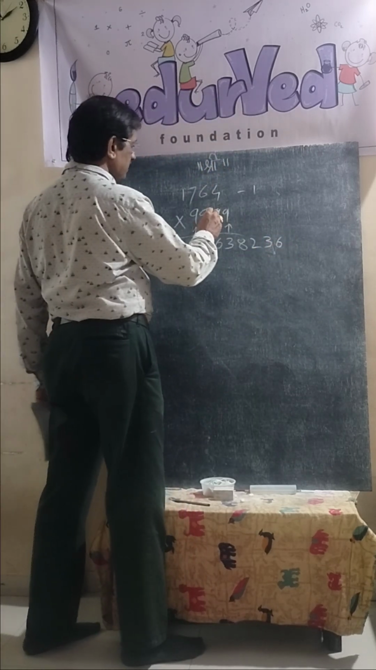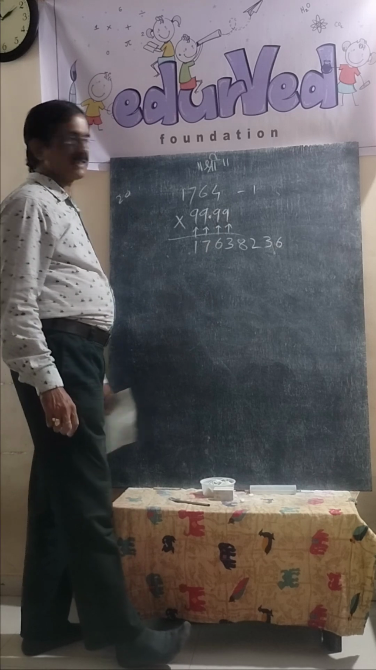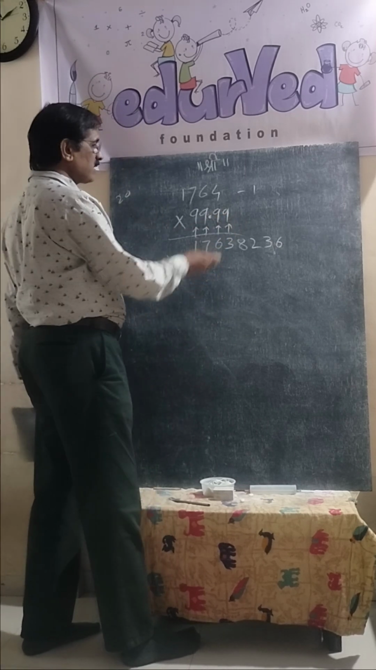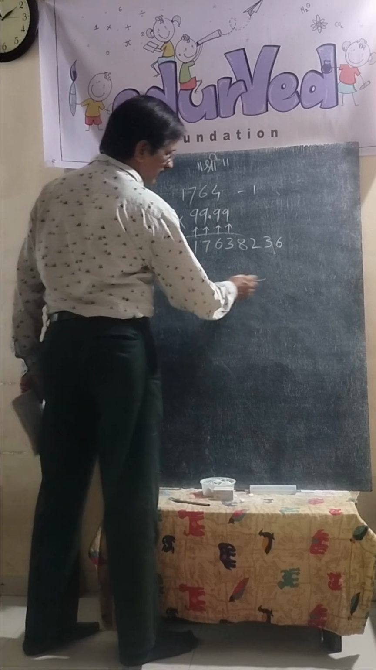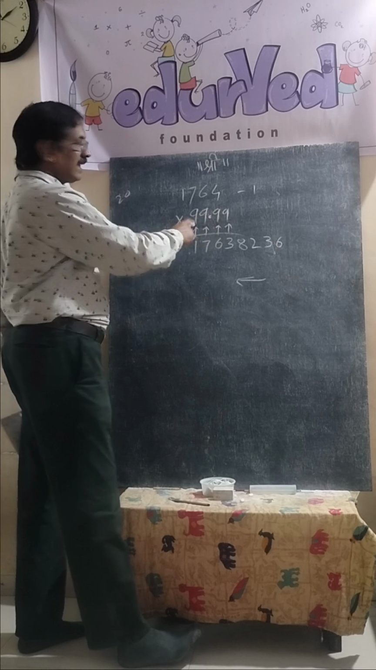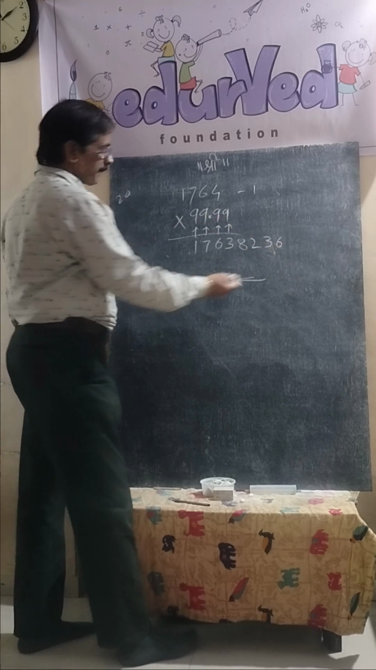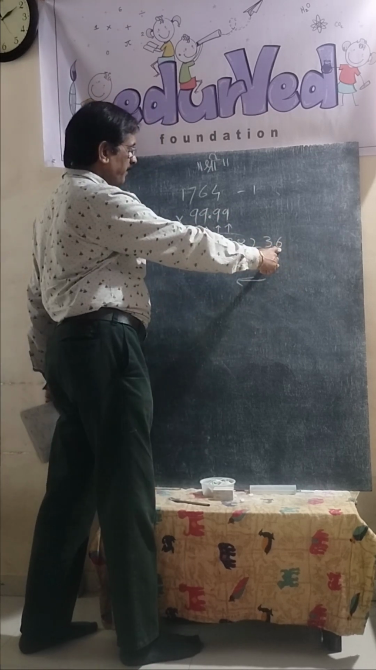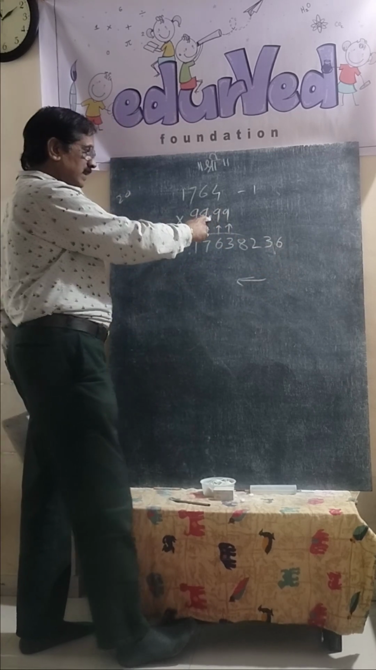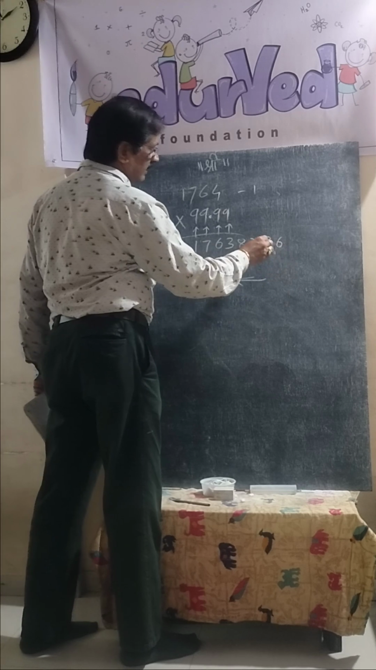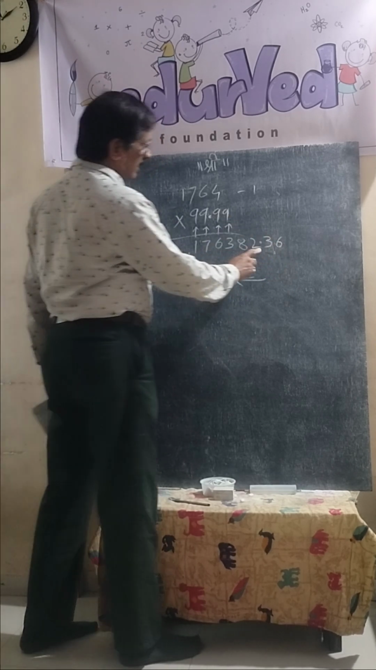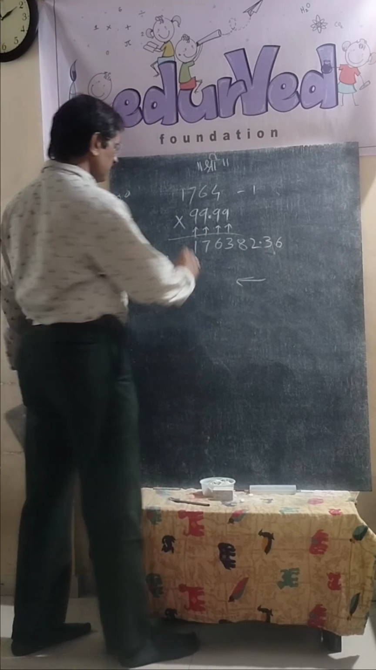Now the final step is you have to put the decimal sign. Here the decimal sign is after 2 digits. For a decimal sign, we always start with the units place, then tens, 100, 1000, 10,000. So we start from the units place, and the decimal sign is after 2 digits. So we write the decimal sign after 2 digits. 17638.36 is the final answer.